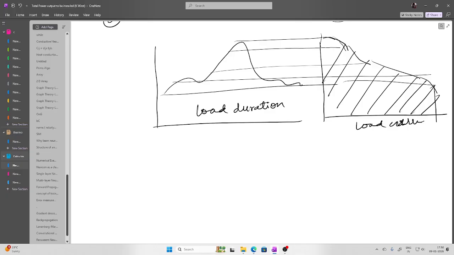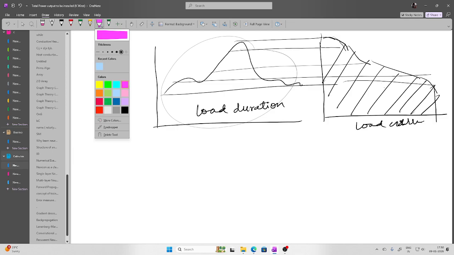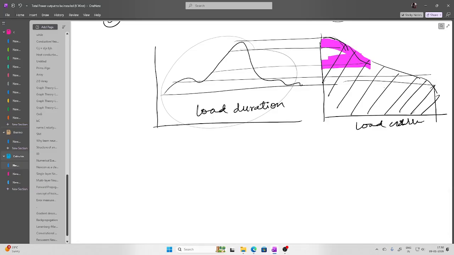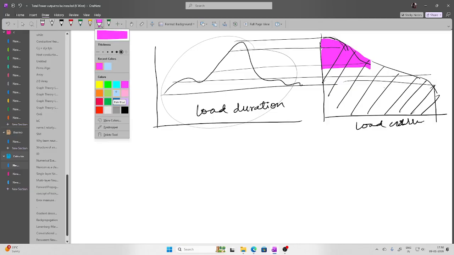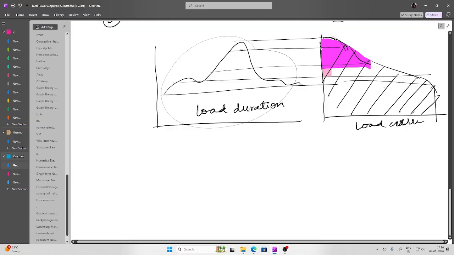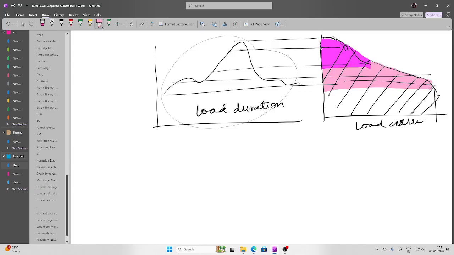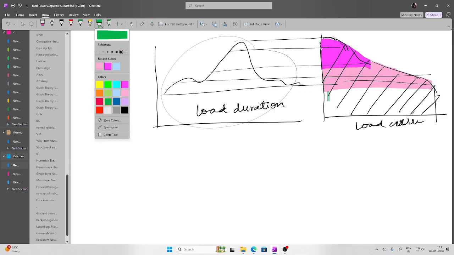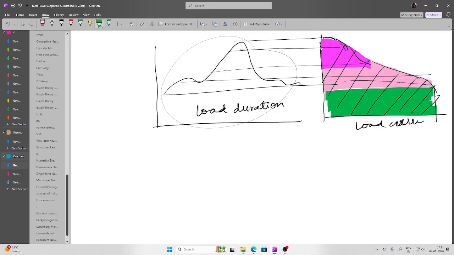Because what we can do is we can break this load curve. From here it is very difficult, but from here it is very simple to understand that we can break this into several parts, primarily three. That is this one, then let's say this one, and then let's say this one. So there are three regions. Now what are these three regions?